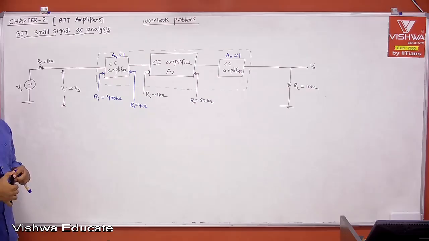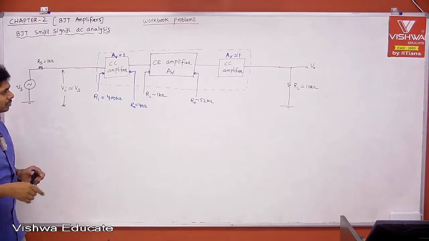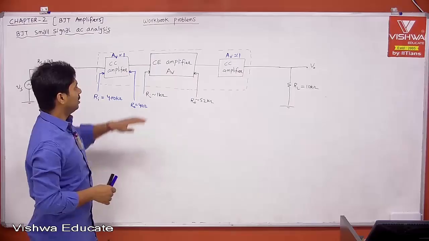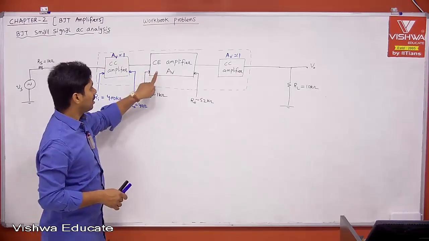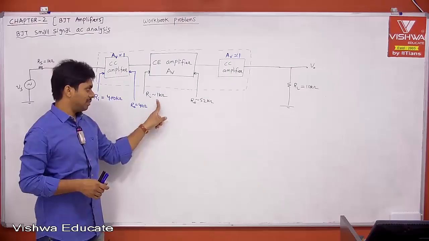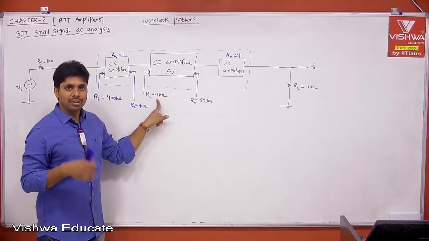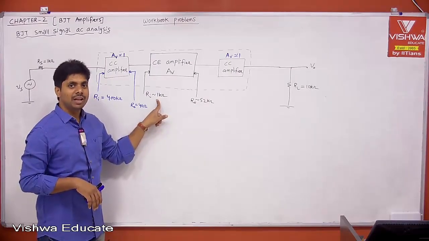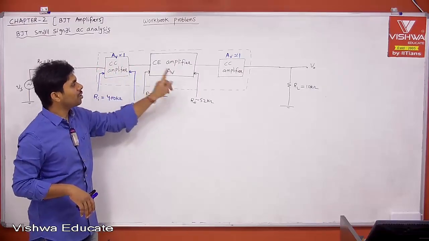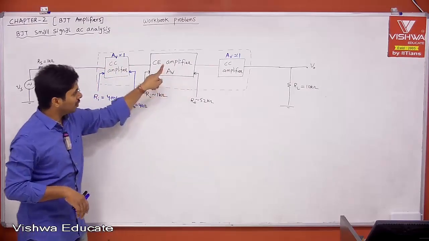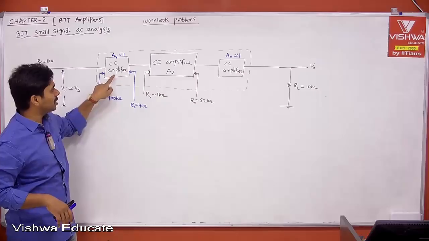Your Vi is equal to Vs. Indirectly, if you observe, I explained this for a voltage amplifier requirement. Therefore, I am not able to improve Ri, but indirectly we are able to improve the source. Source in the sense, the source for your common emitter amplifier. Now the source for your common emitter amplifier is nothing but your CC amplifier.